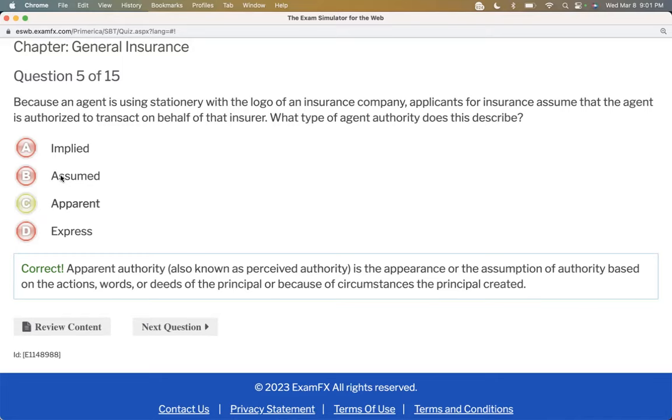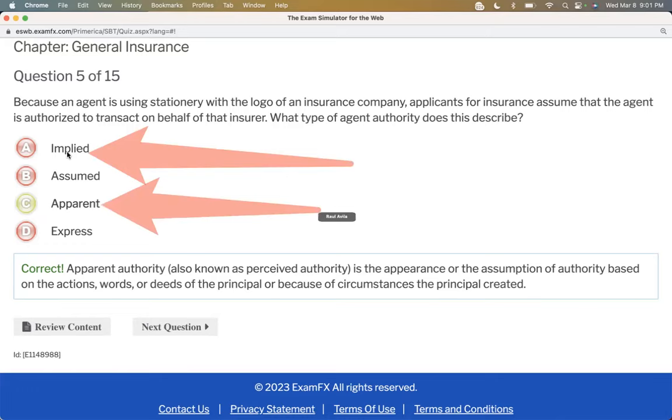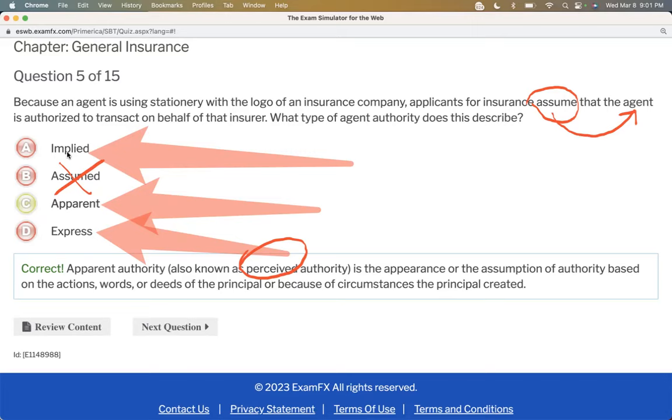There's three types, okay? There's implied authority right here. Let me get my thing. These are the three types of authority, okay? Assumed authority is bogus, they just made it up. But apparent authority is also known as perceived authority, right? It's when applicants for insurance assume that the agent is authorized. So see, this is how it's tricky. They try to trick you, right? Because the word assumed is there, but that's not a good connection to make, because assumed is bogus. They just made it up.